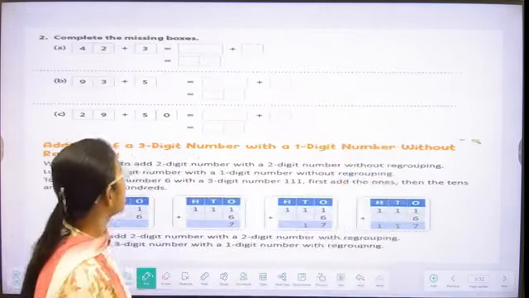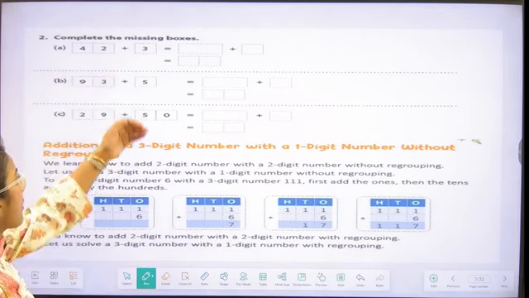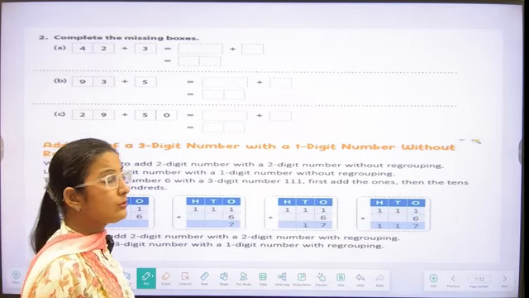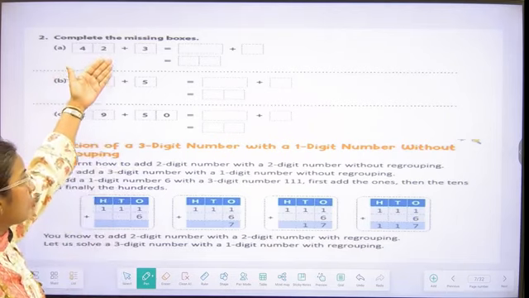Moving further, students, we have to complete the missing boxes. First we have to add 43 with 3.